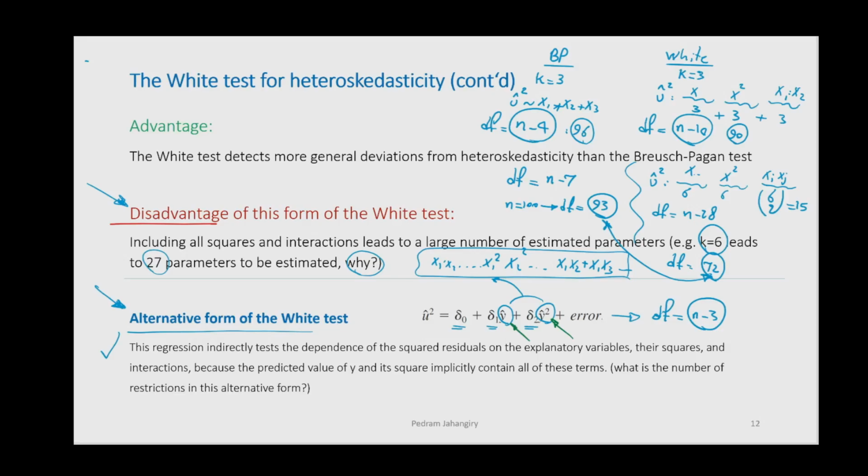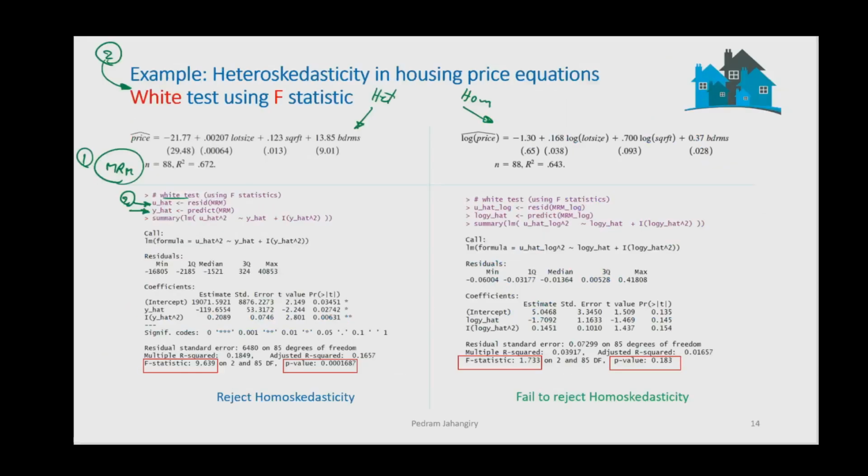What is y hat? Y hats are the predictions, right? So I'm going to say use the predict function. The predictions of these models, we call them y hats, right? So let's save those predictions, call it y hat, and then regress u hat squared on y hat and y hat squared, right? So this is how we do that, and then quickly look at the F statistic, the p-value, small, again, reject the homoskedasticity. Bad news. Exactly the same story here.